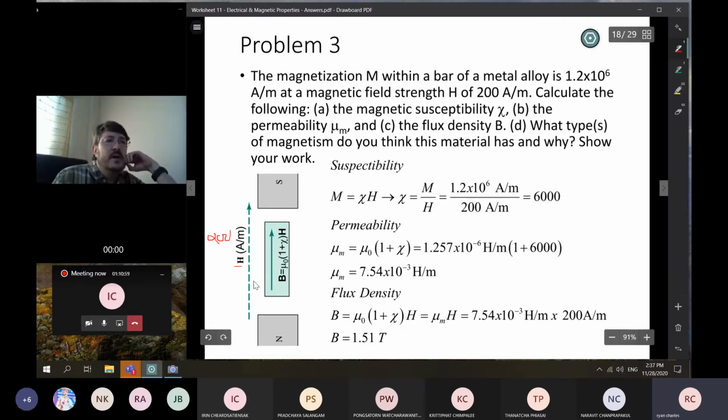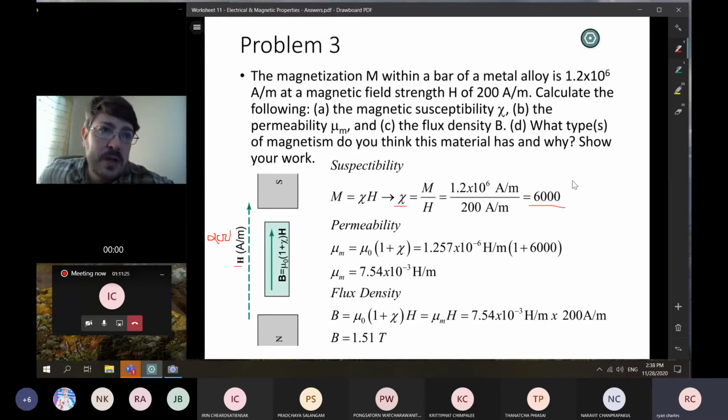We know that magnetization is chi times H, so we can solve for susceptibility. It's just M divided by H. Magnetization was 1.2 times 10 to the 6th, divided by 200 is 6,000, and this has no units. It's just 6,000. Next, permeability.